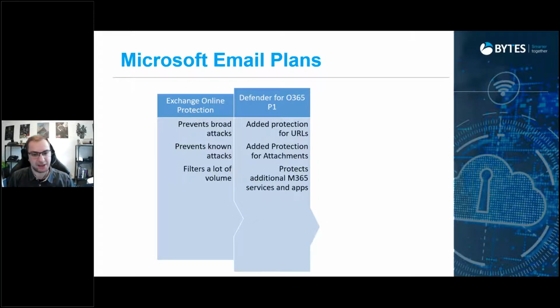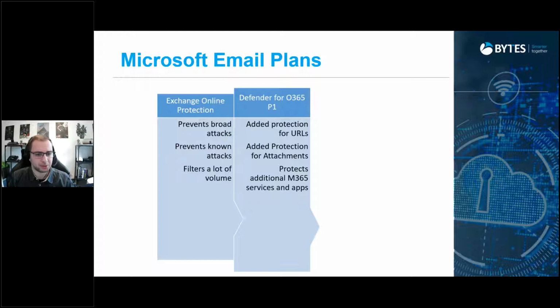So this adds in things like safe URLs or safe links and safe attachments. So this is basically your URL rewriting when it comes through on an email, as well as attachment sandboxing. So actually taking that attachment out of an email, putting it in a sandbox, poking it around a little bit, seeing if it does anything dodgy or malicious, and making a decision based on that.